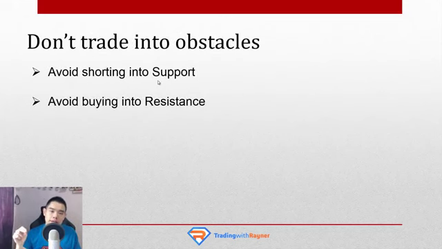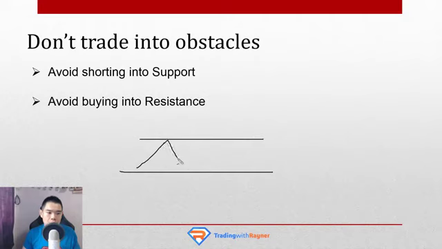Moving on, the third thing. Don't trade into obstacles. What do I mean by this? Let's say you're bullish, you want to buy. When you buy, you don't want to be buying at this price level over here. Why don't you want to be buying here?